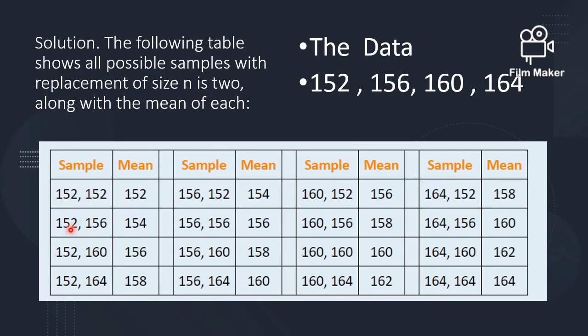It means to say there are 2. 1, 2, 1, 2. Okay, we will start from 152. So this will be the 152, 156, 160, and 164. 152 and 152, you place it here. 152 and 156, you place it here. 152 and 160, you place it here. 152 and 164, you place it here.